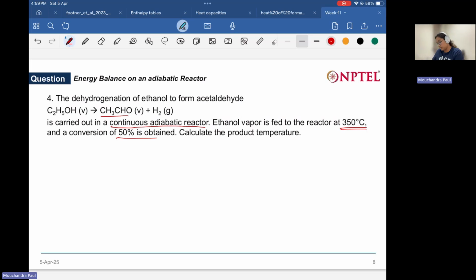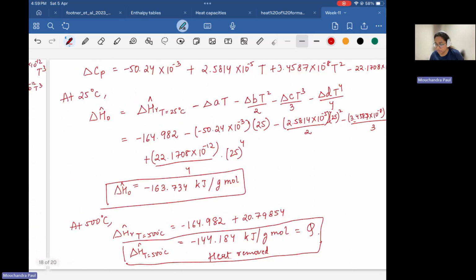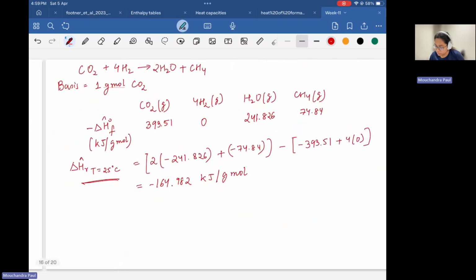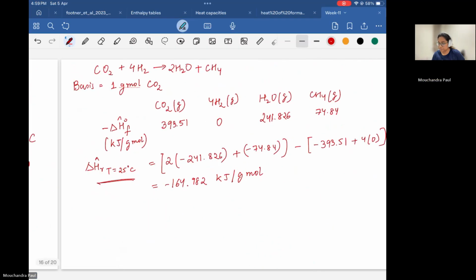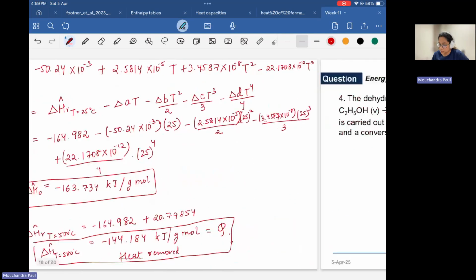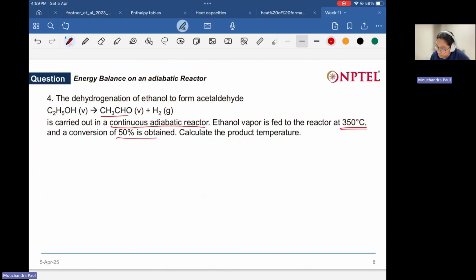So for doing this problem, we have to use this equation only, this one. Okay. So let's begin. So this is the adiabatic reactor.